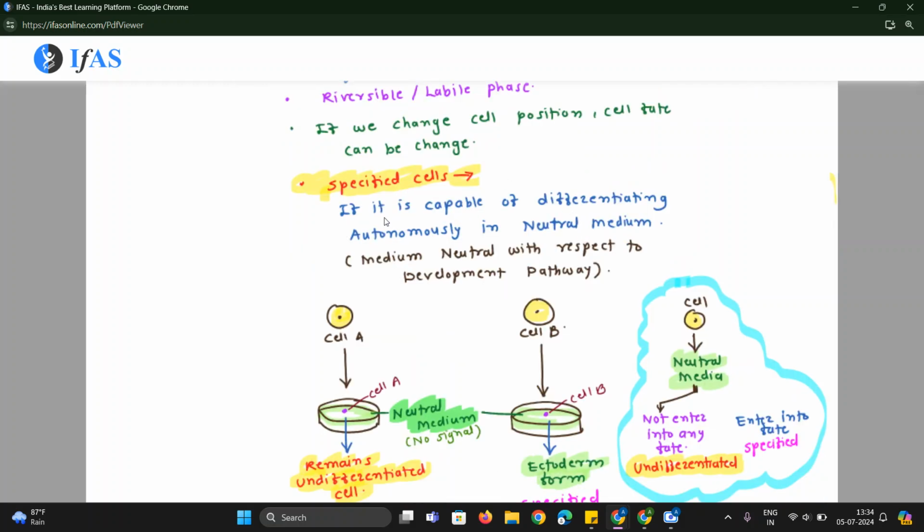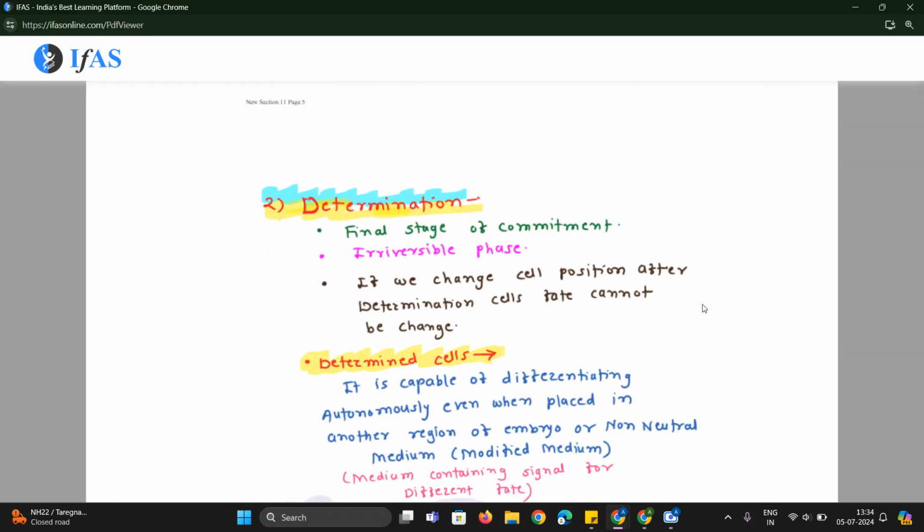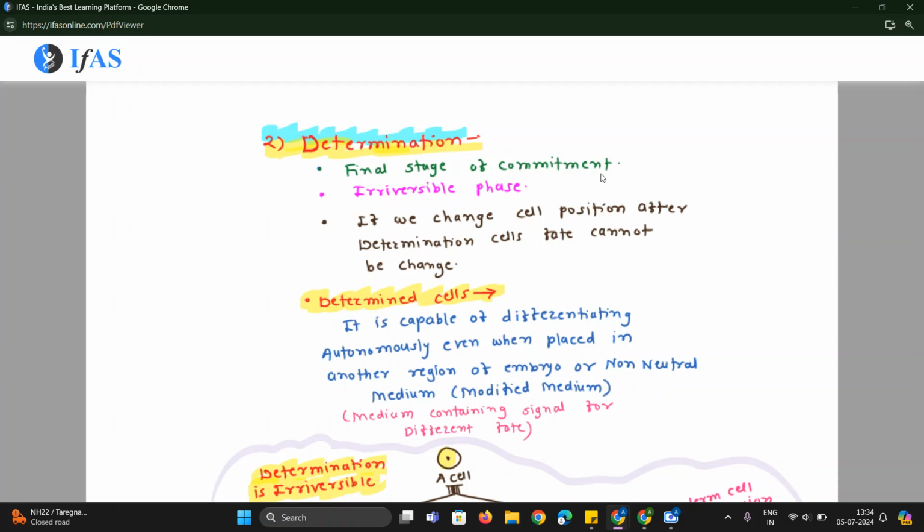The specified stage cells are capable of differentiating autonomously in a neutral medium. Here you can see cell A and cell B. Here one remains an undifferentiated cell and one forms the ectoderm. So one is not specified and one is specified. Determination is the final stage of commitment and it is irreversible. If we change the cell after determination, its fate cannot be changed.